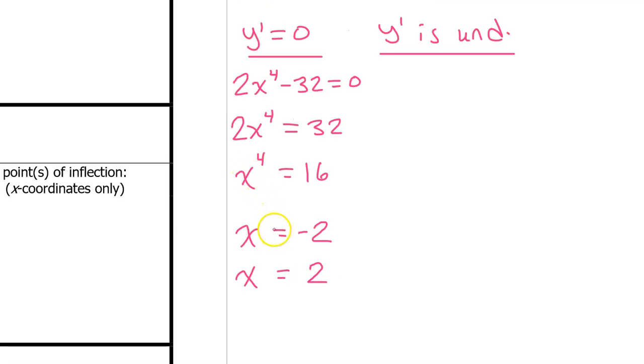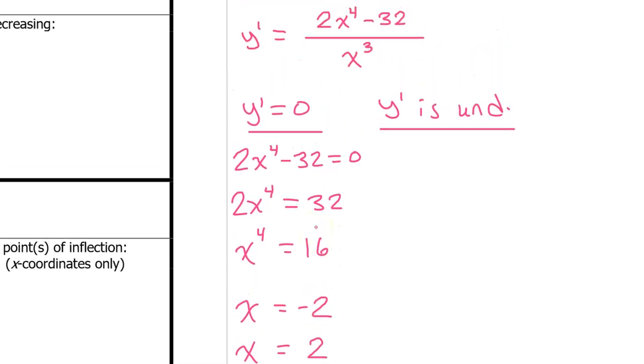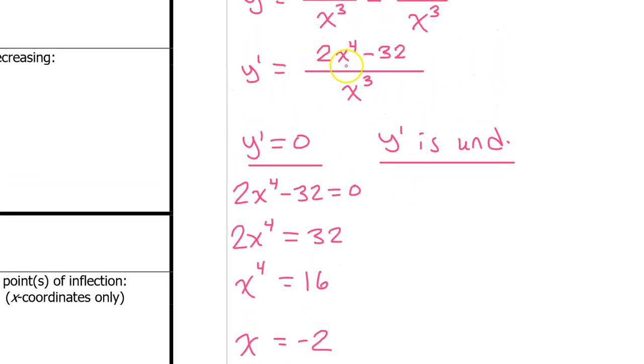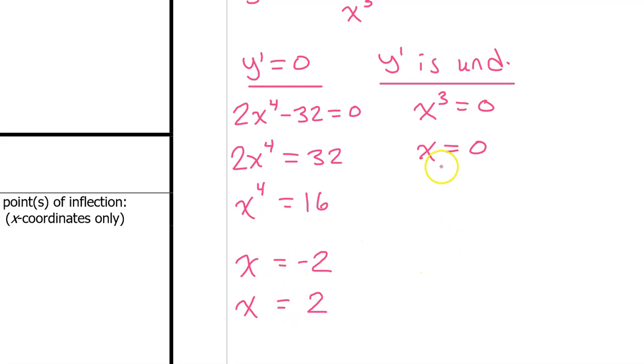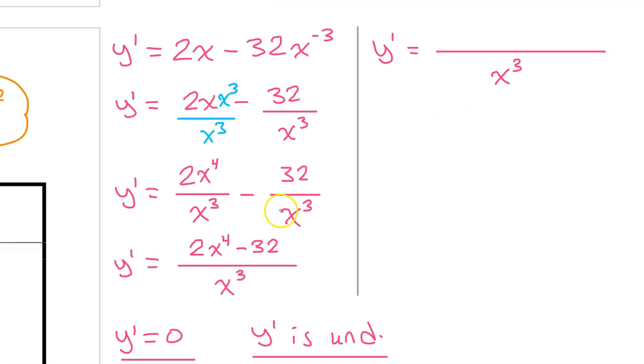Actually, I'm going to go ahead and write these separately so you can clearly see we are looking at two different critical values, x equals negative 2 and x equals positive 2. Now, a fraction will be undefined where the denominator is equal to 0. Taking the cube root of both sides, we get x is equal to 0. So now we have three critical values with which to make a sign chart.